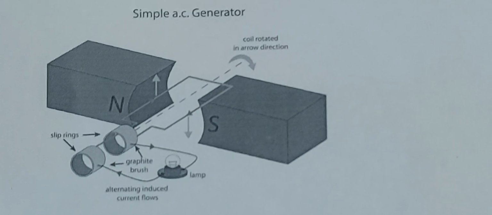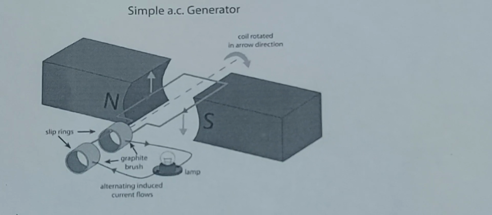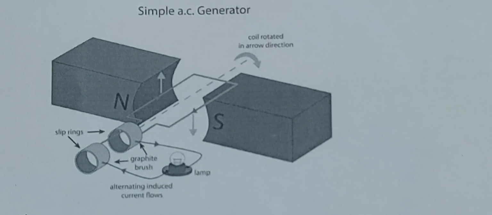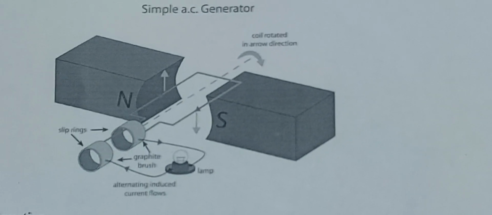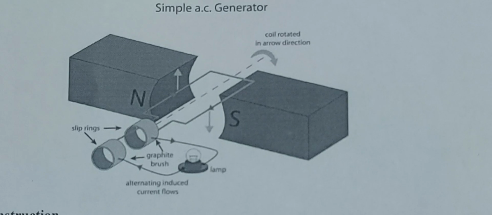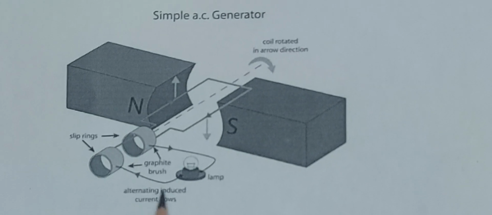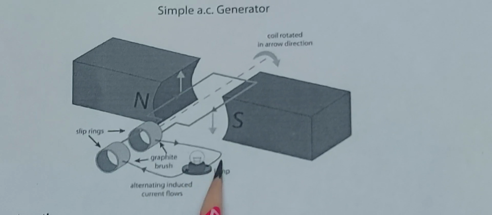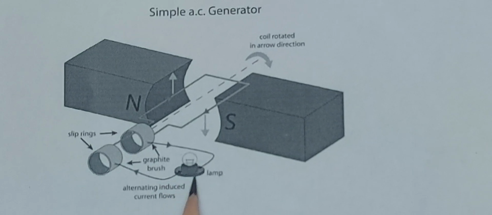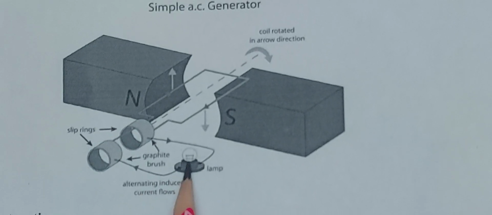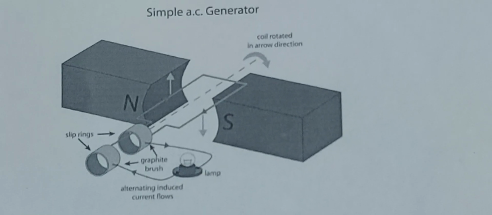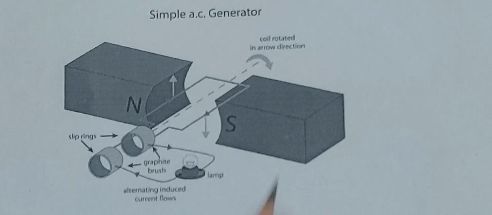There are two carbon brushes used. They are made up of graphite to make contact with the rings to complete the circuit with the external load resistance R. Here, instead of load resistance, I am going to use a bulb. It will glow, because the bulb works on AC current. So now this is the basic construction.